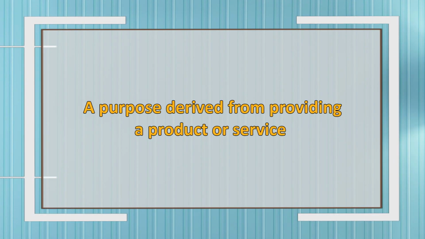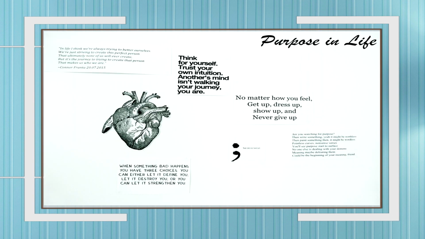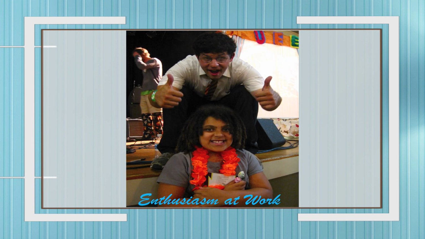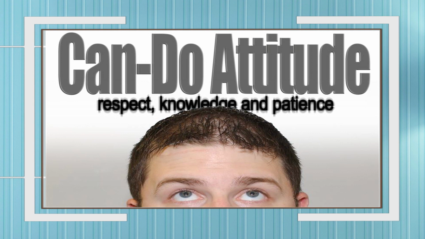Fourth is a purpose derived from providing a product or service. An individual may derive purpose in life from the work that he or she completes. Many individuals describe their work as a calling, or in other words, a vocation to which the employee brings a passion, a commitment to the work for its own sake. Fifth is happiness and satisfaction. Enthusiasm and attitude at work. There must be a close match between an individual's activities and his or her knowledge, skills, and attitudes.